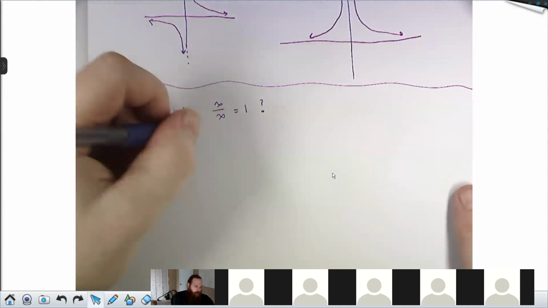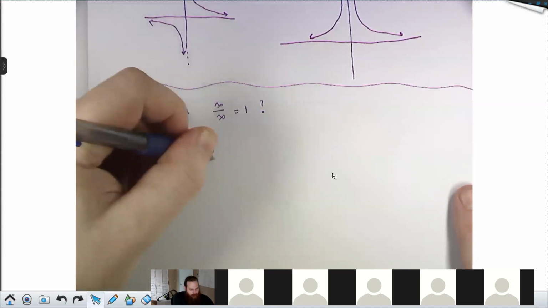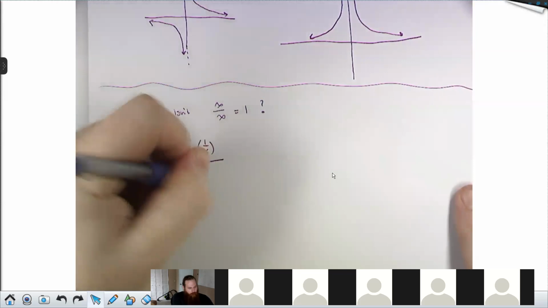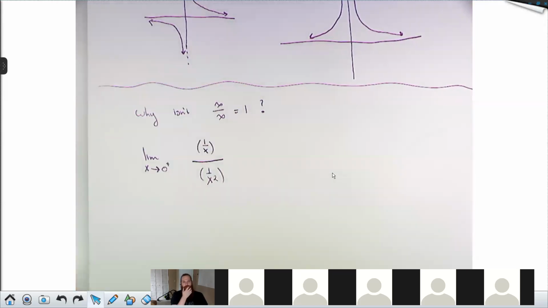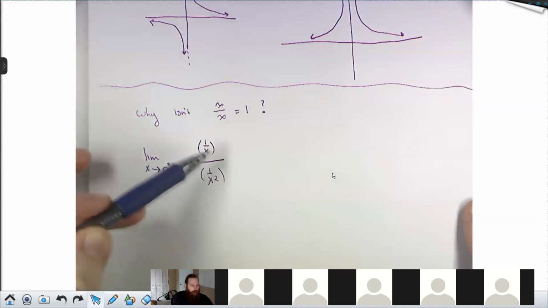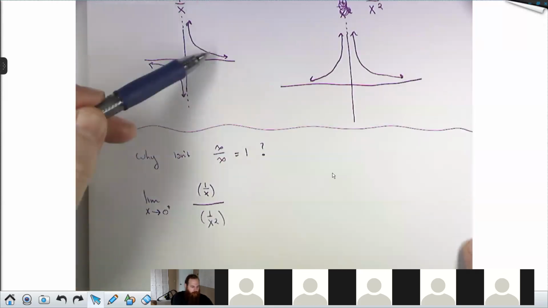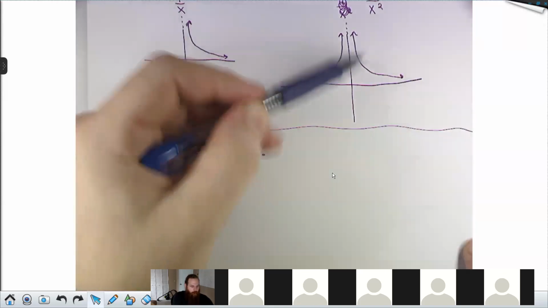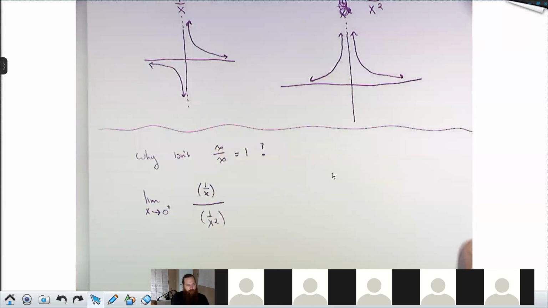One function that I know will go to infinity as I go to 0 from the right is 1 over x. Another one is 1 over x squared, right? If we think about the graph of 1 over x, we know, oh yeah, it's going to go to infinity as x goes to 0 from the right. And 1 over x squared, it's also going to go to infinity as x goes to 0 from the right.